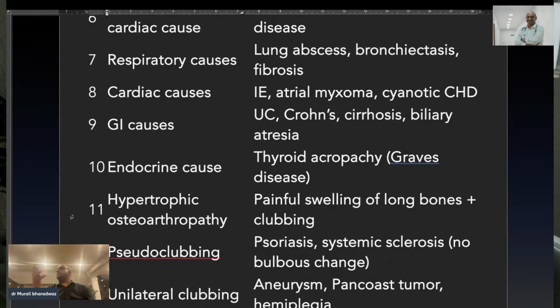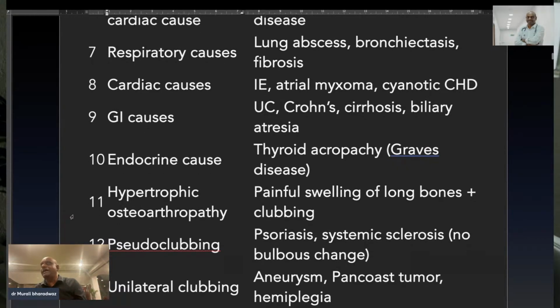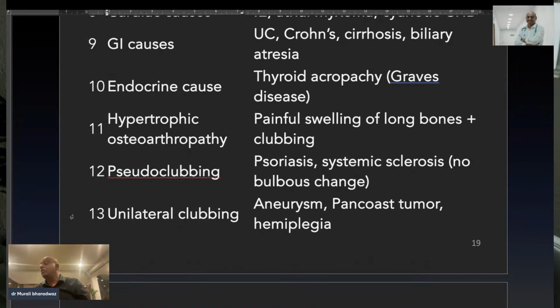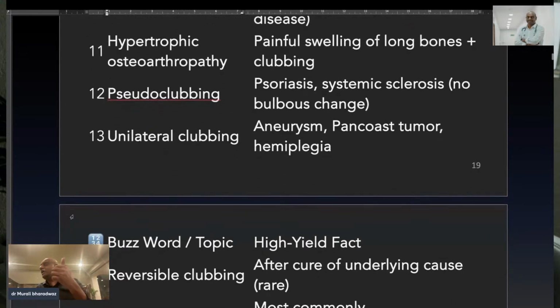Then what are the respiratory causes of clubbing? Lung abscess, bronchiectasis and fibrosis. Cardiac causes: atrial myxoma, infective endocarditis. Similarly GI: ulcerative colitis, Crohn's, cirrhosis, and biliary atresia. Endocrine: Graves' disease, thyroid acropathy. Then over a long period of time there will be painful swelling of the long bones, which is called hypertrophic osteoarthropathy. Two causes for pseudo-clubbing: psoriasis and systemic sclerosis. Unilateral clubbing: aneurysm, Pancoast tumor, hemiplegia.